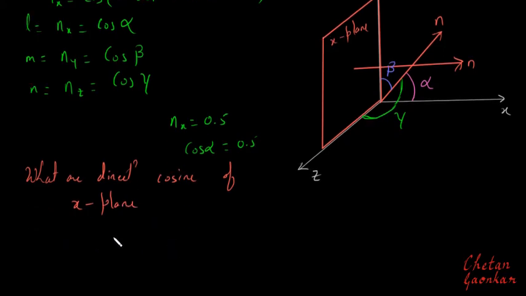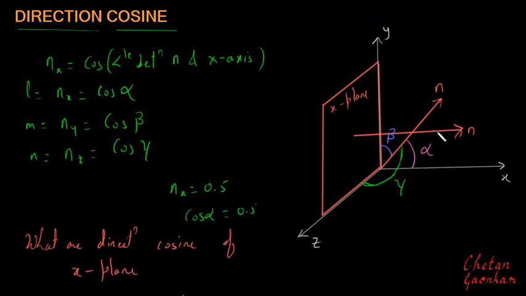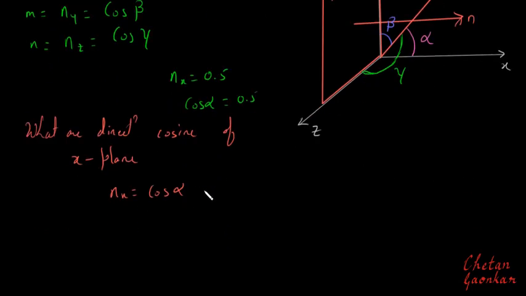In this case, nx is what? nx is cos of alpha. And what is alpha? Alpha is the angle made by the outward normal or vector with respect to the x-axis, right? Now how much is the angle made by this outward normal with respect to the x-axis? In this case, since it is parallel to the x-axis, the angle made by this outward normal with respect to the x-axis is 0, right? So this will be cos of 0. And what is cos of 0? It is 1. So in this case, nx turns out to be 1.